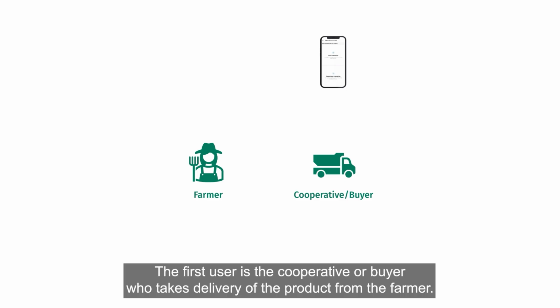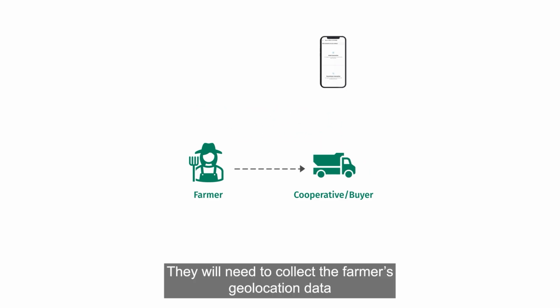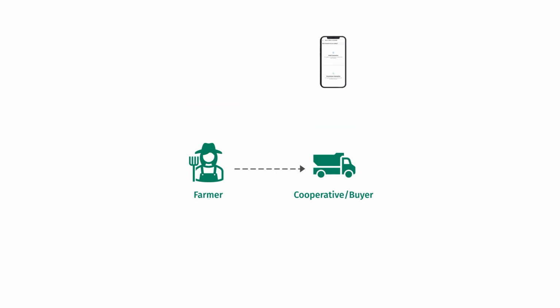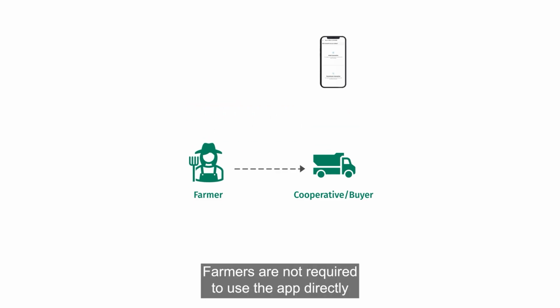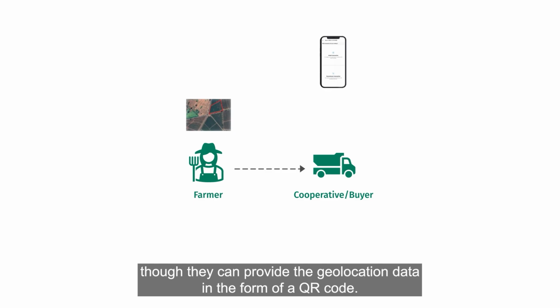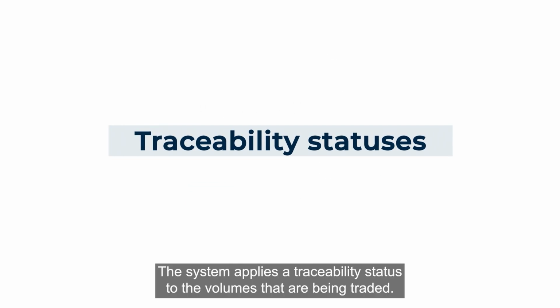The first user is the cooperative or buyer who takes delivery of the product from the farmer. They will need to collect the farmer's geolocation data and enter it into the system. Farmers are not required to use the app directly, though they can provide their geolocation data in the form of a QR code.